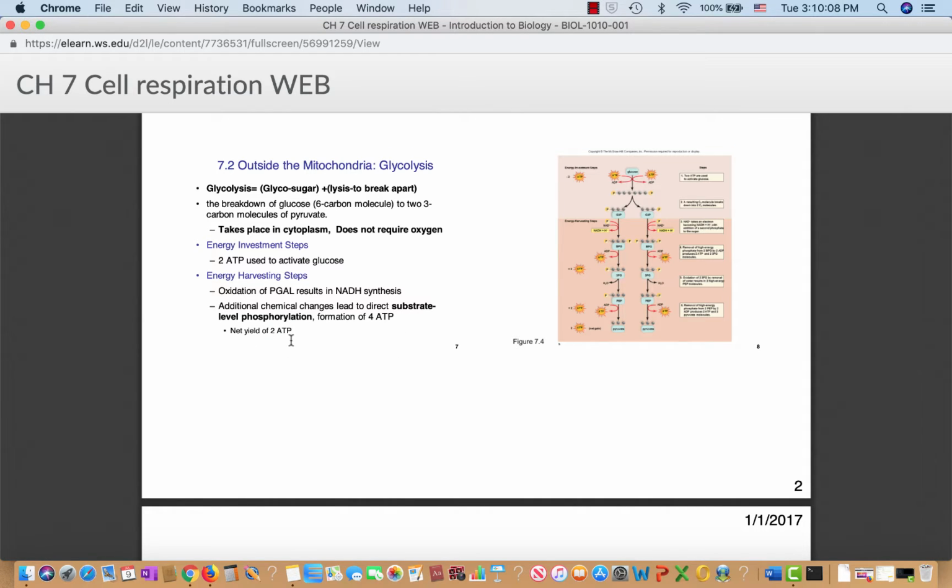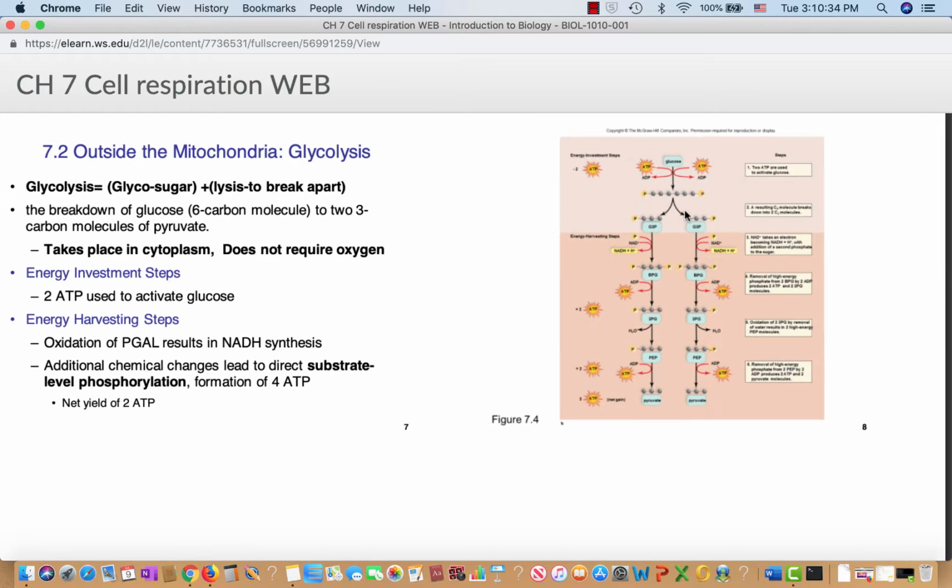So your net yield here, this is what we were talking about before: where it takes place, the cytoplasm. What it requires, 2 ATP. What do you get out of it? You get 4 and you spent 2, so your net is 2 ATP. And you also get some NADH. If you understand that, you're in pretty good shape.